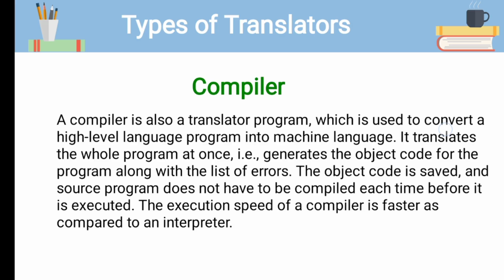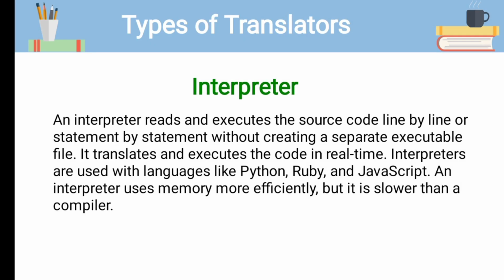Next is interpreter. An interpreter reads and executes the source code line by line or statement by statement without creating a separate executable file. It translates and executes the code in real time. Interpreters are used with languages like Python, Ruby and JavaScript. An interpreter uses memory more effectively but it is slower than a compiler.